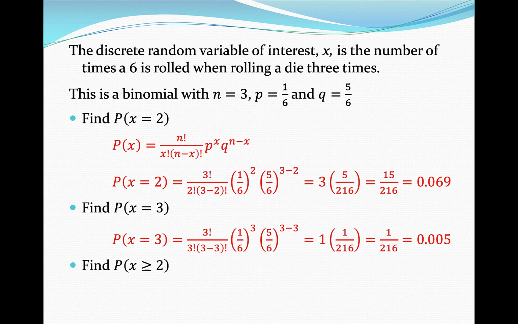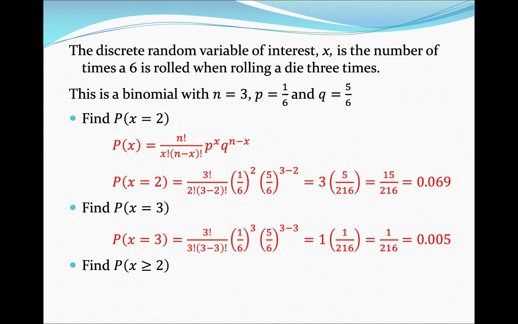Another thing that you will sometimes see with these is inequalities. It is important with inequalities not to just use the formula. For example, if it says the probability that x is greater than or equal to 2, that means you could get 2 6s or you could get 3 6s. Those are the only possibilities, greater than or equal to 2.